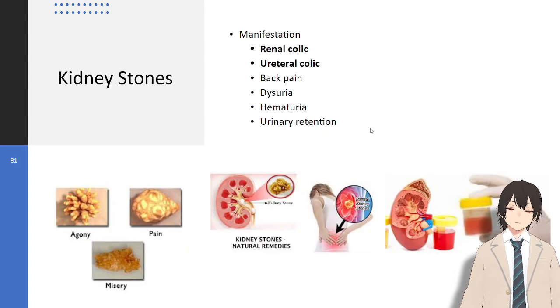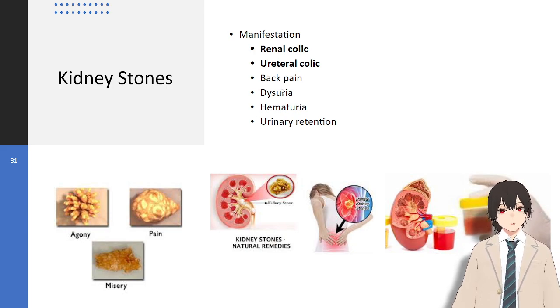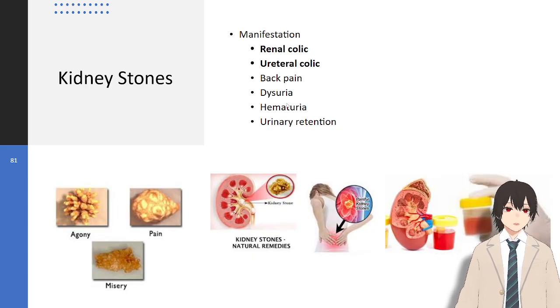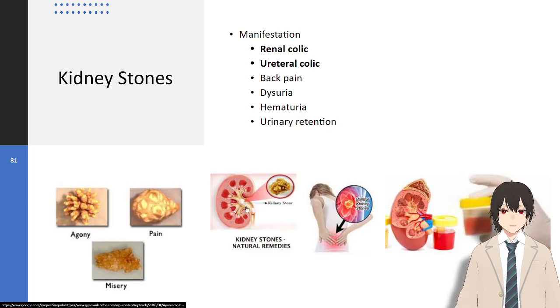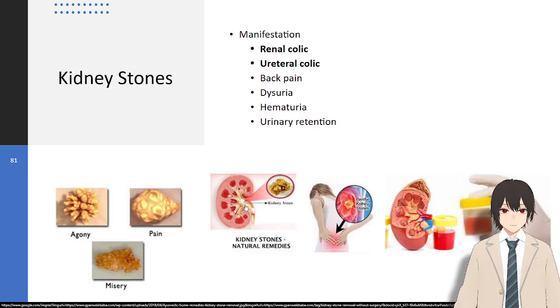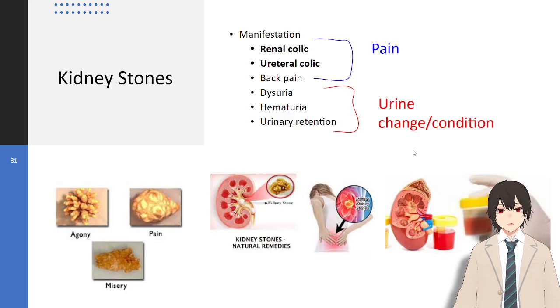Kidney stones, the signs and symptoms, basically the manifestations: you're going to have this renal, ureteral, colicky pain. It's usually in the back side, not on the front. And when you pee, you have changes to your urine, like painful urine, bloody urine, and even sometimes retention, because if the stone is blocking the tract, you might not be able to even pee out anything. So this is just pain, right? And then these are urine changes, is how I would lump them together.